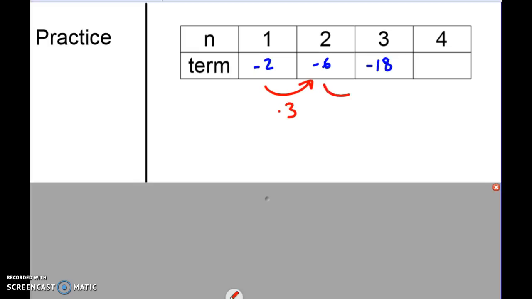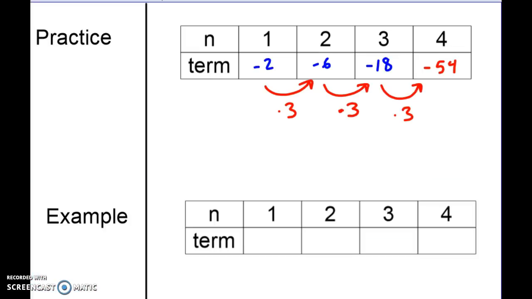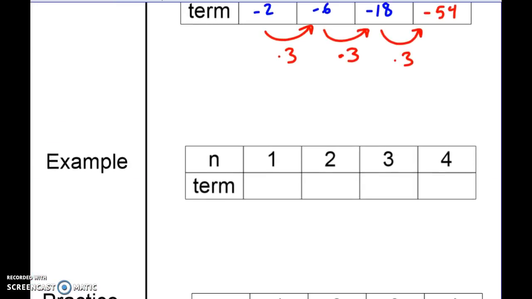And then -6 times 3 would be -18. And then to go the next step further to find the fourth one, you would take -18 times 3 and get -54. So the common ratio here would be 3, even though those terms are negative. If you need to, stop the video at any time to record more notes. Okay, so we're going to go through another example.